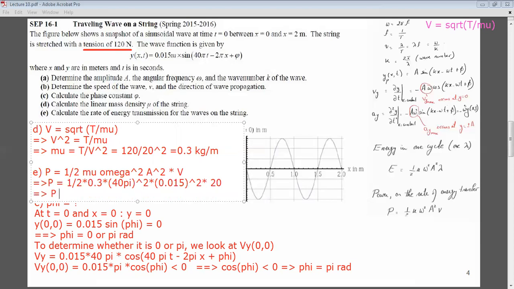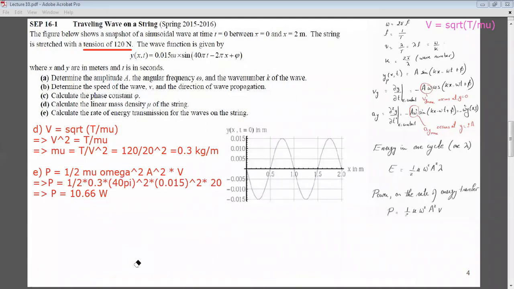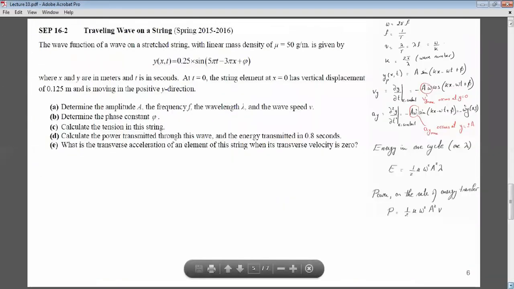And this gives me P. You just use the calculator. So half times 0.3 times 40 pi squared times 0.015 squared times 20. This will give 10.66 watt. So with this, we solve this exercise. Now we do another one.